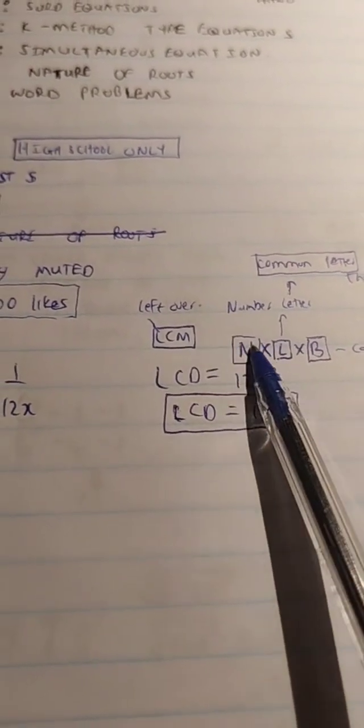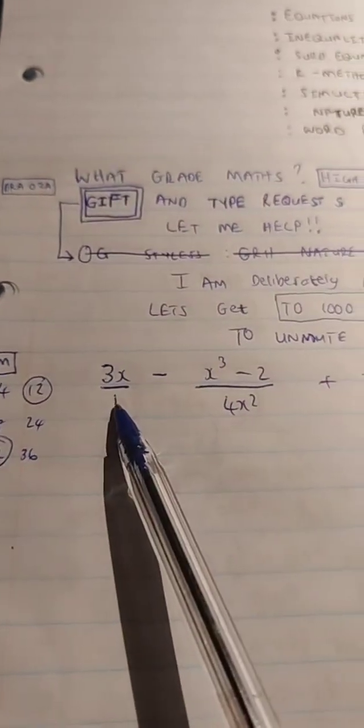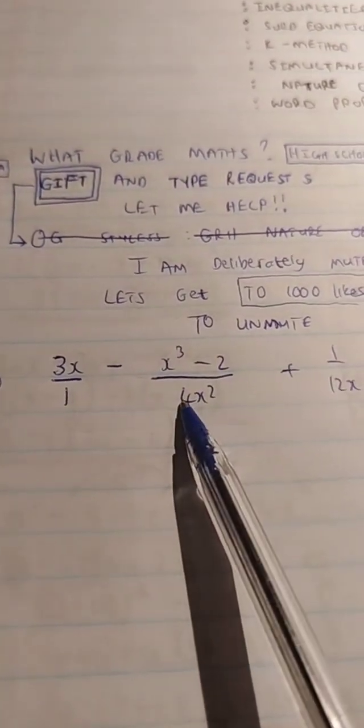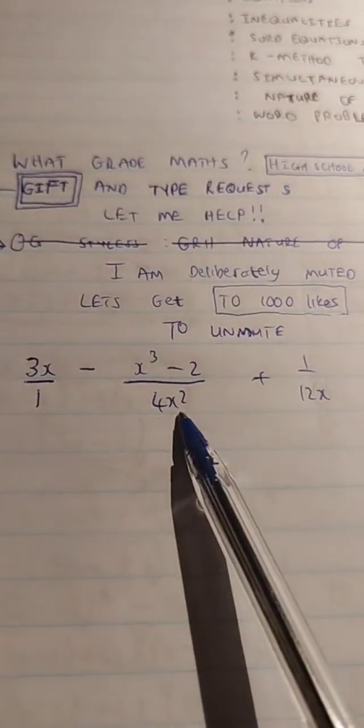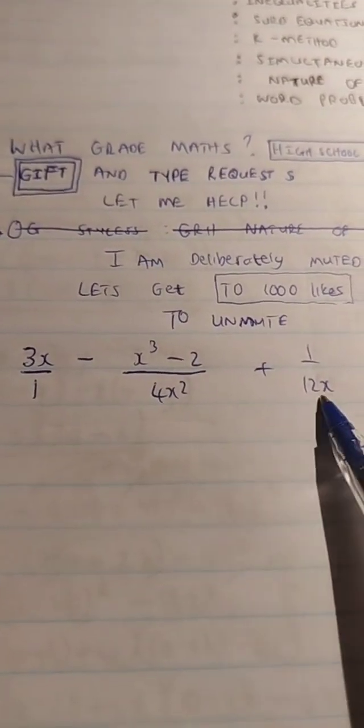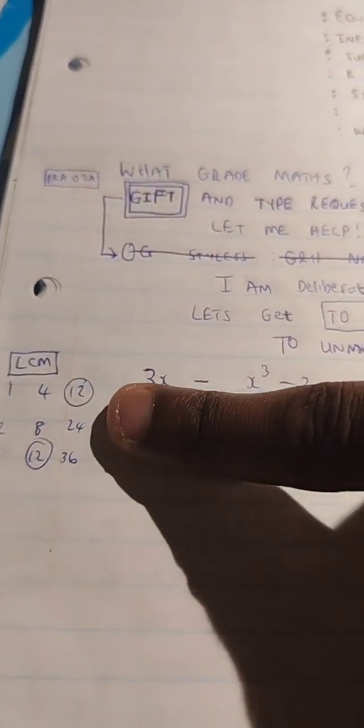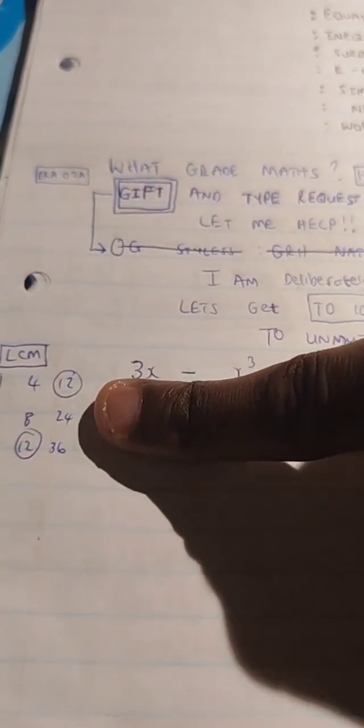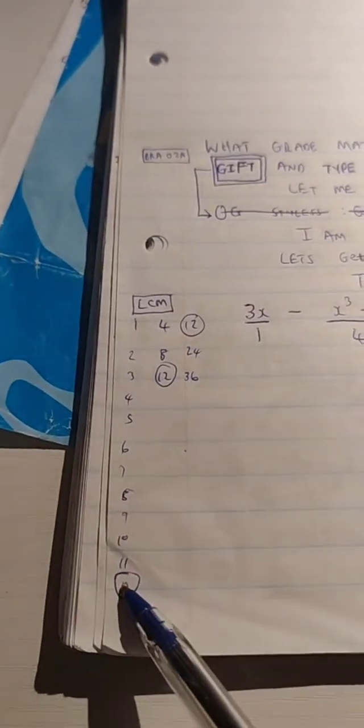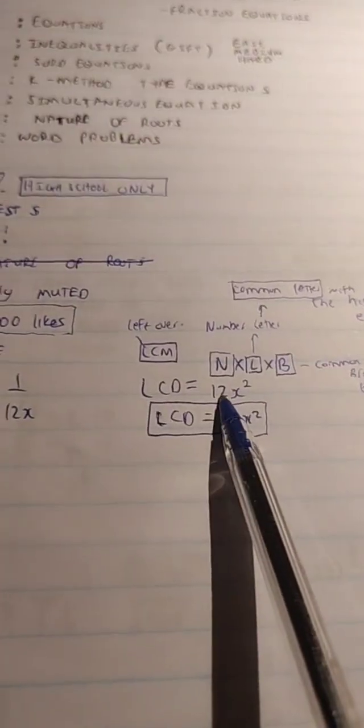So please remember next time that when you identify the LCD, it is the product or the multiplication of the lowest common multiple number. So you look at the 1, the 4, and the 12, the coefficients of the variables. Remember, we did not have the 1 there. We put the 1 there because we saw that 3x can be written as 3x over 1. Then we identified the lowest common multiple as 12 because the multiples of 1, multiples of 4: 4, 8, 12, and multiples of 12: 12, 24, 36. The lowest number that is common for all three numbers is 12.